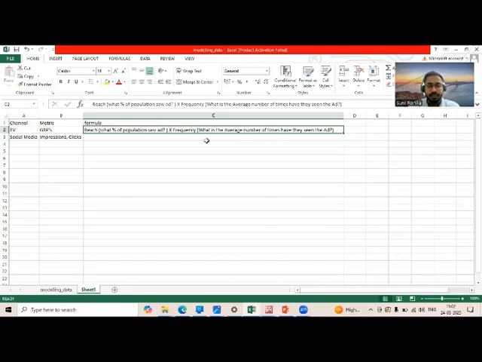And what frequency here means is, what is the average number of times they have seen the ad? So if I'm saying that 50 people have seen the ad on average, let's say 3 times, so my GRP will be 50 times 3. That will be 150. So this is how the TV data is calculated.